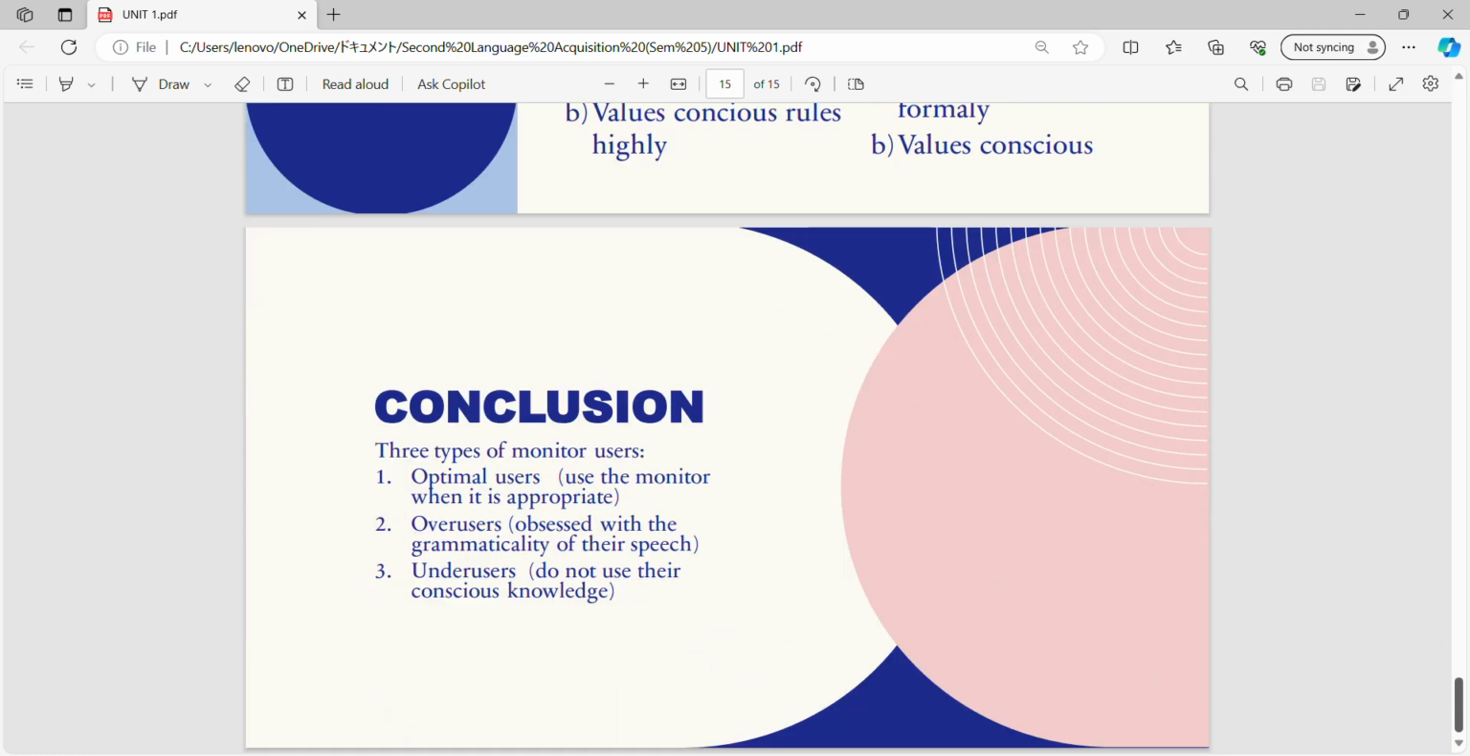Okay, what are the conclusions for my presentation? There are three conclusions. The first is the optimal user is a user who uses the monitor when it is appropriate. The second is the overuser, who is obsessed with the grammaticality of their speech, and the third is the underuser, who does not use their conscious knowledge.